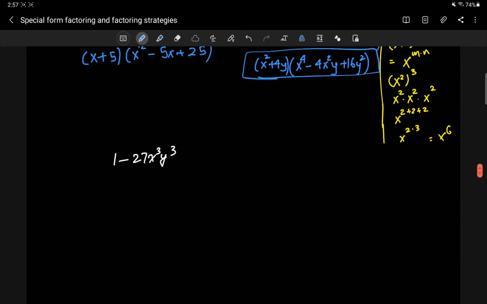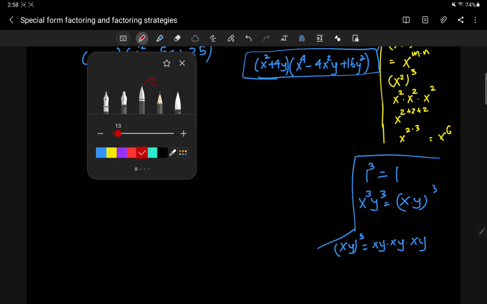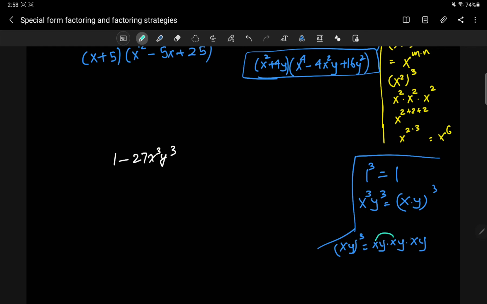Alright, let's look at one last example. So here again, we're going to use the fact that 1 cubed is also 1. And further, that x cubed y cubed can be written as xy cubed. Why does that work? Because xy cubed, what does that really mean? It means xy multiplied with xy multiplied with xy, which further means that I can collect these x's to get x cubed, and I can collect these y's to get y cubed.